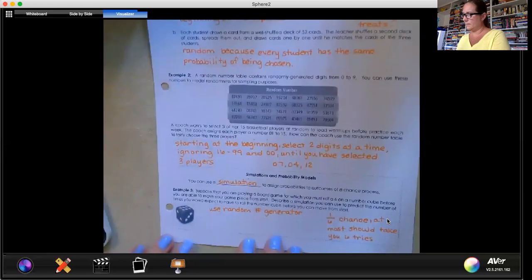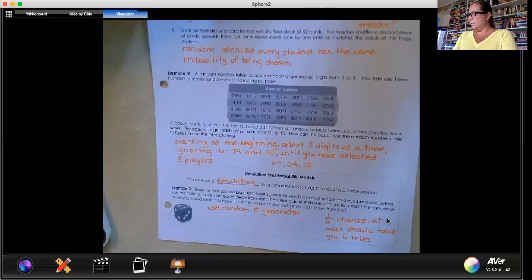Here is a random number table. It contains randomly generated digits from 0 to 9. You can use these numbers to model randomness for sampling purposes. A coach wants to select 3 of her 15 basketball players at random to lead warm-ups before practice each week. The coach assigns each player a number from 1 to 15. How can the coach use the random number table to fairly choose the 3 players?